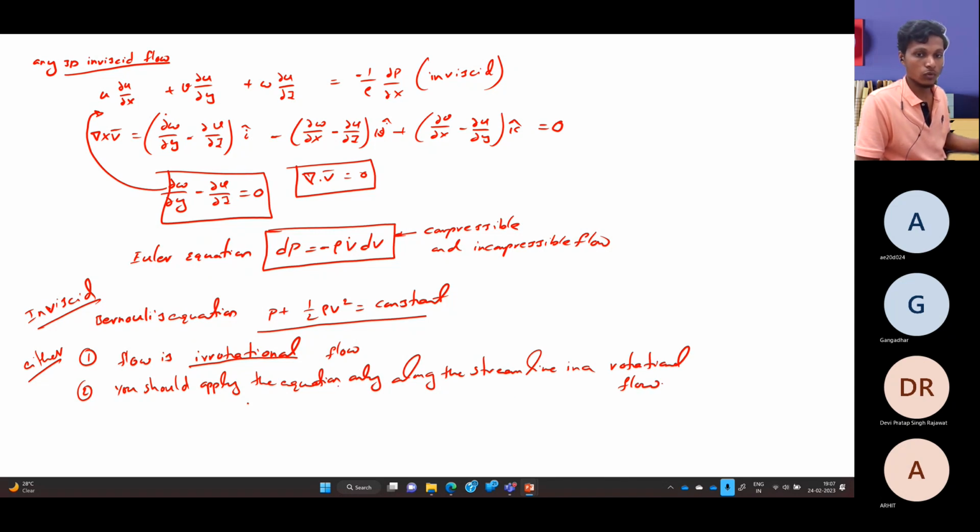If you have a rotational flow and you still want to apply the Bernoulli equation, you must identify a streamline in the flow field. Only then can you use the Bernoulli equation. For example, if your flow is rotational and you identified streamlines here, this is psi 1 and psi 2. I'm just identifying the streamlines with psi 1 and psi 2. Remember that the flow is rotational.